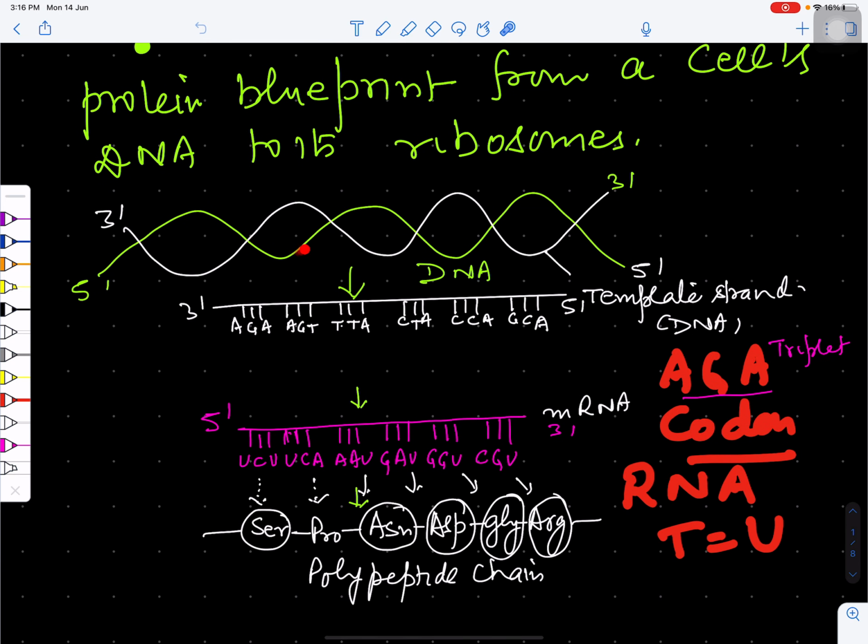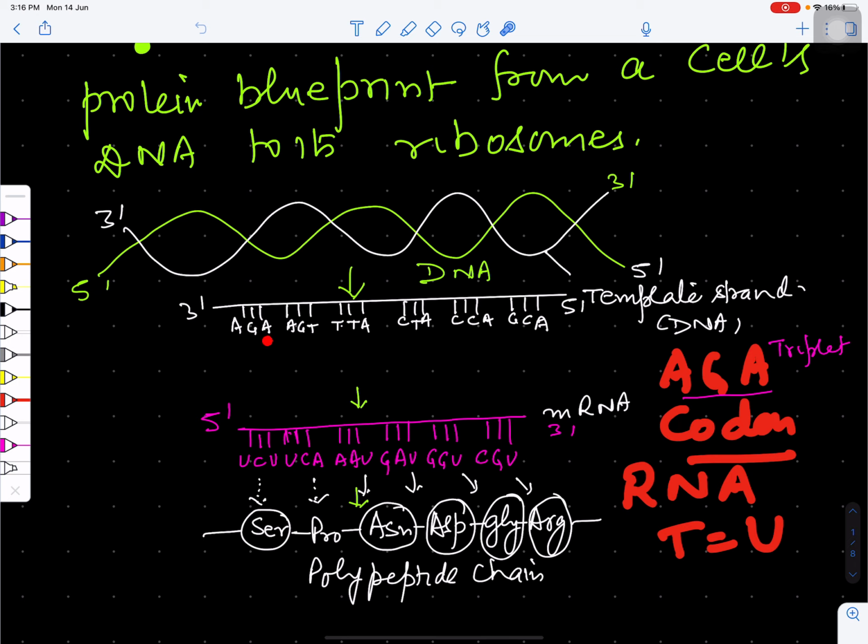This is DNA, double stranded DNA. One is 5 prime to 3 prime, another is 3 prime to 5 prime. One is template, second is non-template. The template strand will help in formation of messenger RNA. This is the template strand. It has the sequence AGA, AGT, TTA, CTA, CCA, GCA. I have made this hypothetical sequence just to make you understand.